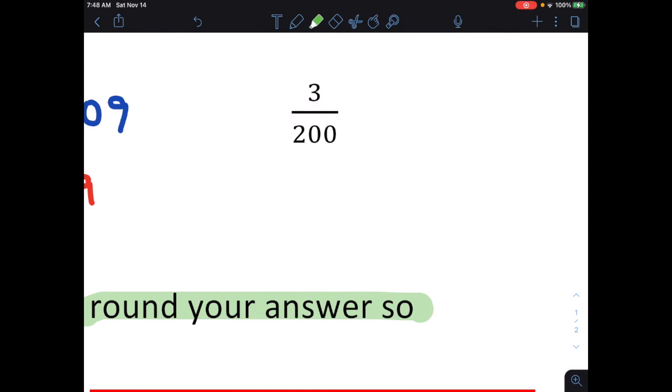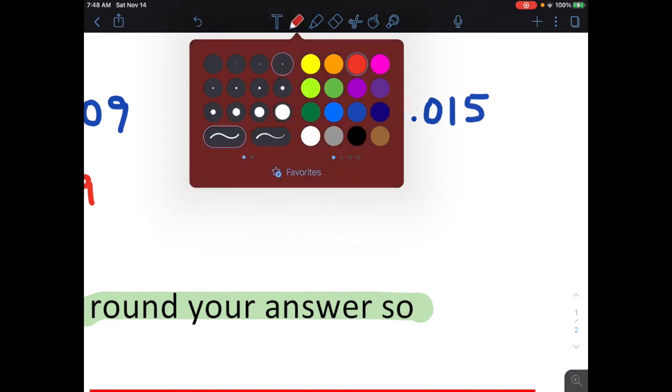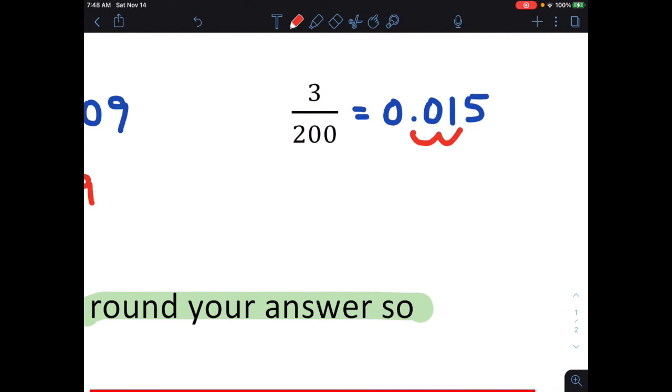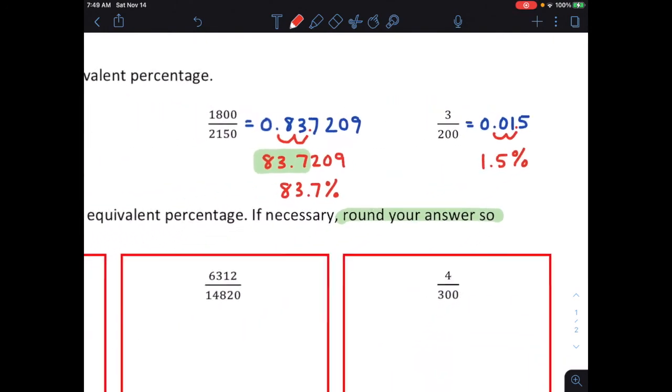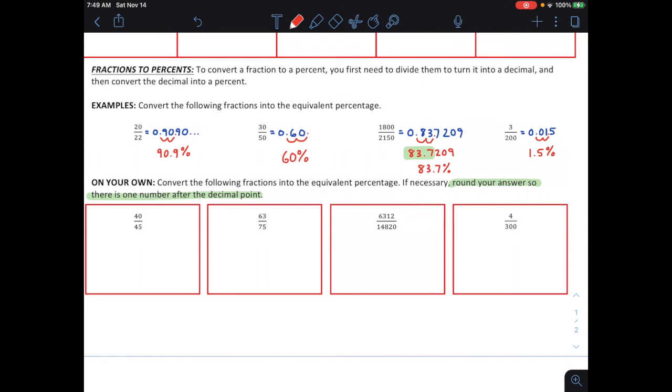Okay, so this one, 3 over 200, 3 200ths. If we do the division on this, we get 0.015. And if we move that decimal 2 places forward, it ends up between the 1 and the 5. So we have 1.5%. And that makes sense, right? 3 is really small compared to 200, so it's going to be a really small percent. That's one thing you can do with all these answers: look at them and say, how does the number compare? Does this percent make sense?